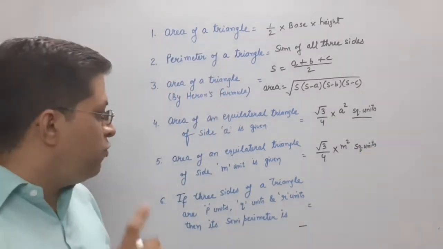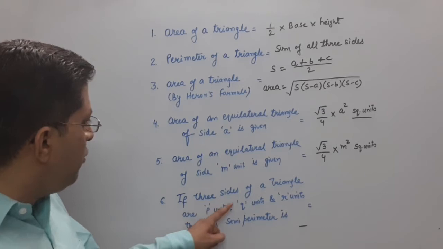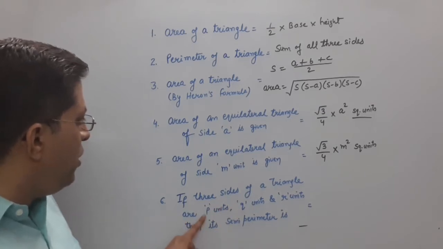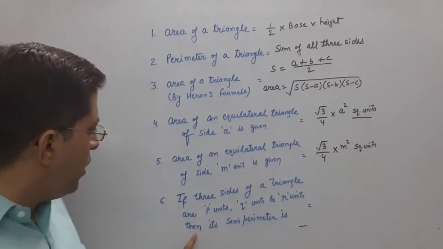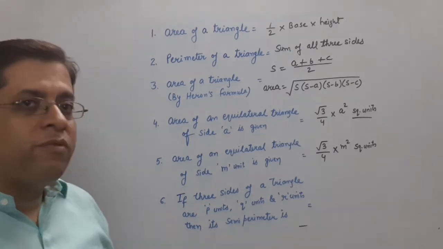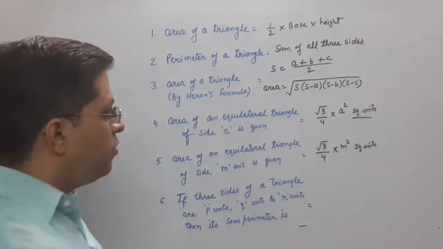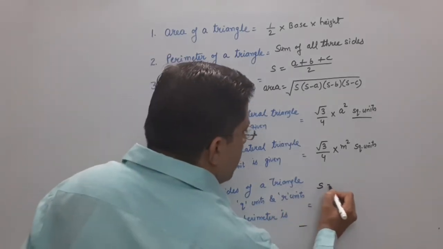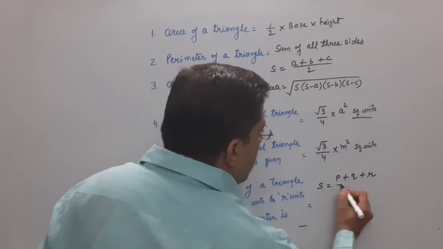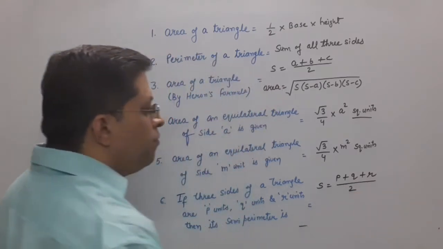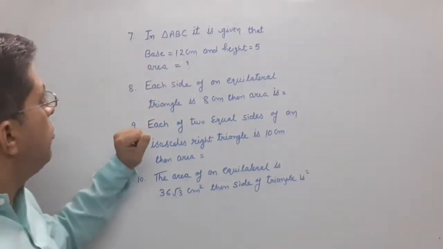Okay. Next one is, if three sides of triangle are p units, q units and r units, then what will be its semi-perimeter? Semi-perimeter is S, (P plus Q plus R) upon 2. This is your semi-perimeter. Yes, come on the next.